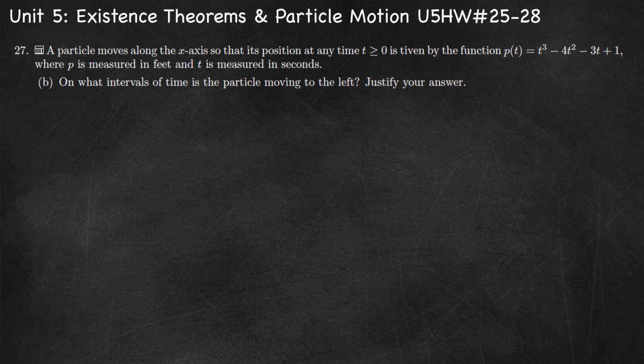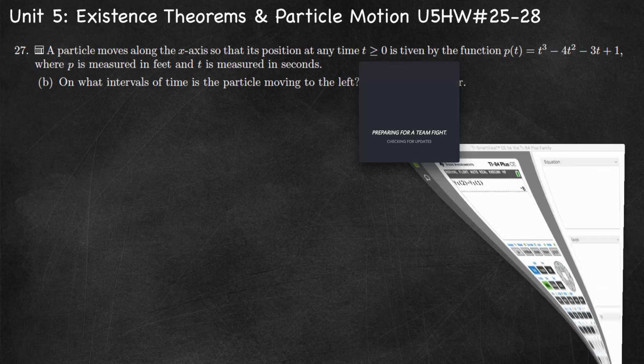Part B, on what intervals of time is the particle moving to the left? The particle is moving to the left where the velocity is positive.